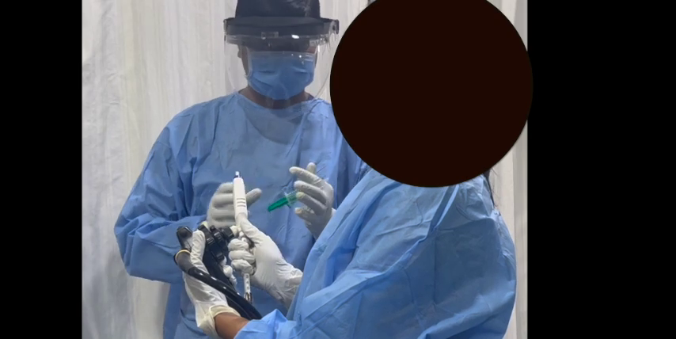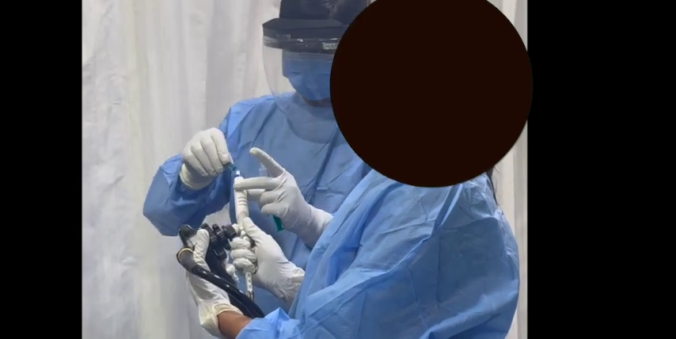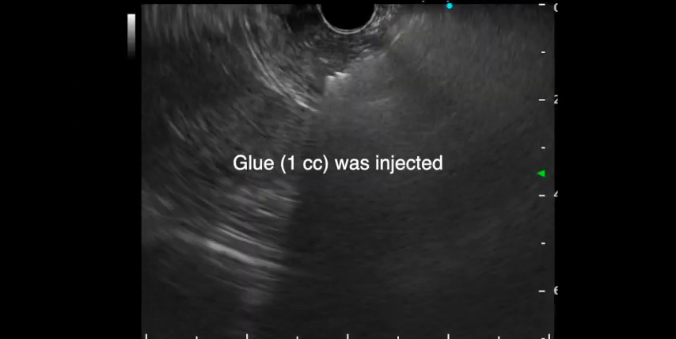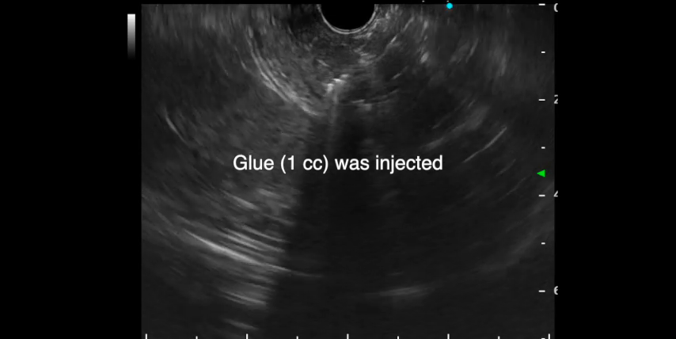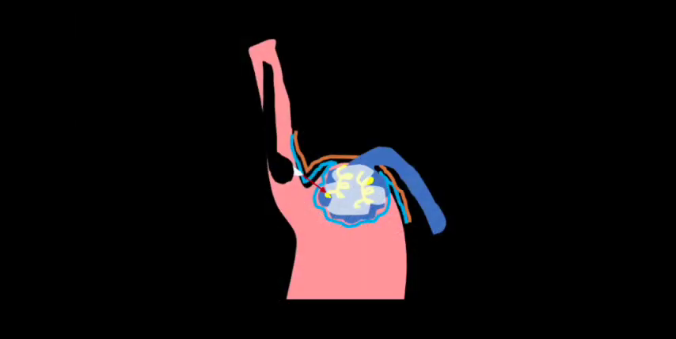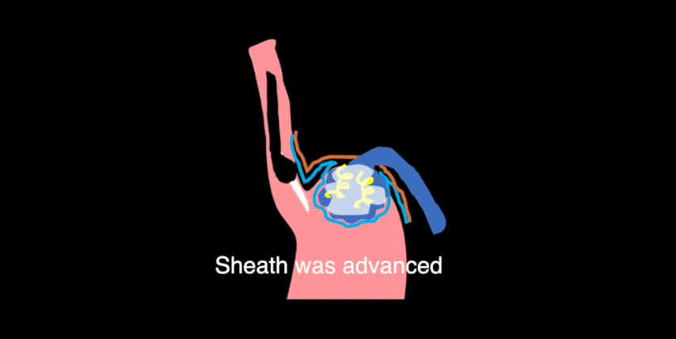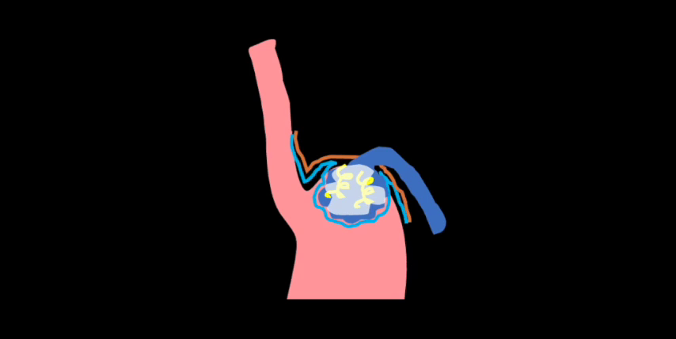Post coiling, 1 cc glue was injected and 1.5 to 2 ml distilled water was used to flush the glue out of the needle. Post glue injection, the needle was withdrawn into the sheath immediately. The sheath was advanced 3 to 4 cm out of the scope, and then the whole assembly including the scope was taken out of the body. In this way, needle impaction into the varix and scope damage from glue can be prevented.